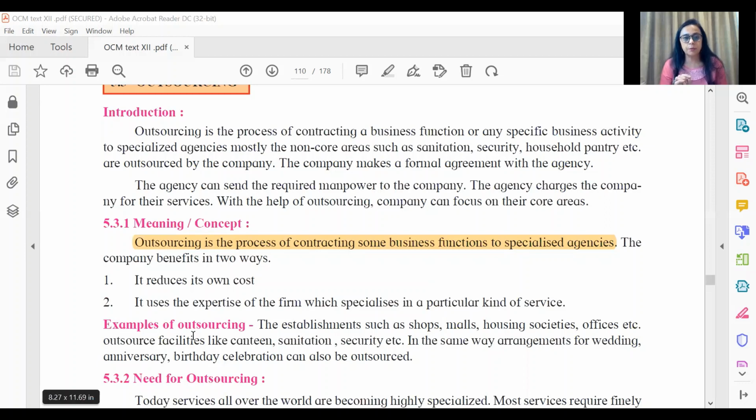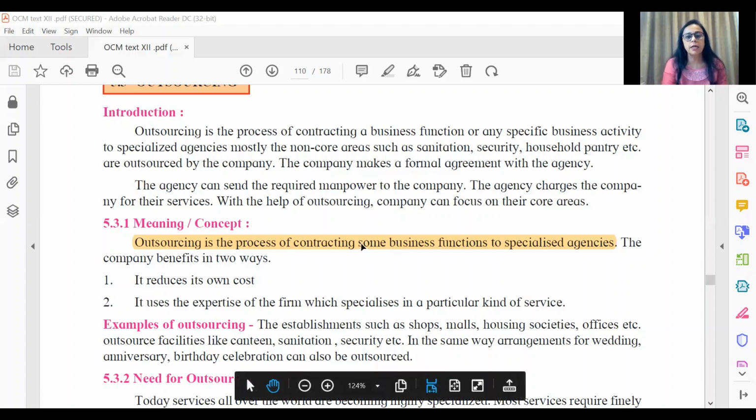A mistake in the question paper, you can say. So the same question is repeated. If a student writes the same sentence once again in that paragraph, he gets 1 mark at least. When you want a longer answer, you're required to write some examples like non-core areas such as sanitation, security, all of that. The company makes a formal agreement with the agency. They are paid a certain amount and it has benefits like it reduces cost and uses the expertise of the firm which specializes in a particular kind of service. Correct?